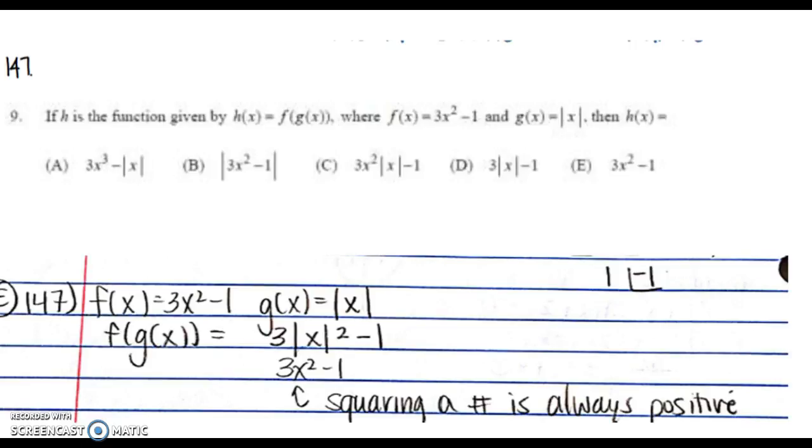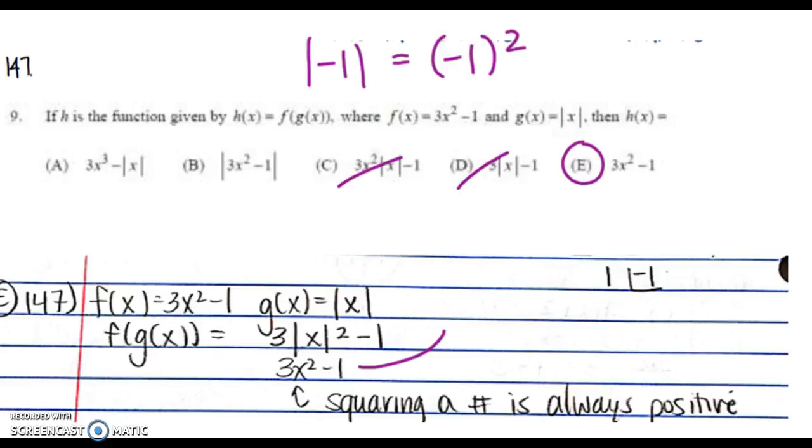147, you have a new function h, and it is defined as the composition of f and g. So you're essentially doing a composition. The idea is that taking the absolute value or squaring the function, you're going to have the same answer. So the absolute value of -1 is the same as -1 squared. So that's kind of why you're able to pick E. The other ones you can kind of take out through process of elimination. This one, maybe you were thinking this one, but that -1 is not part of that original x.